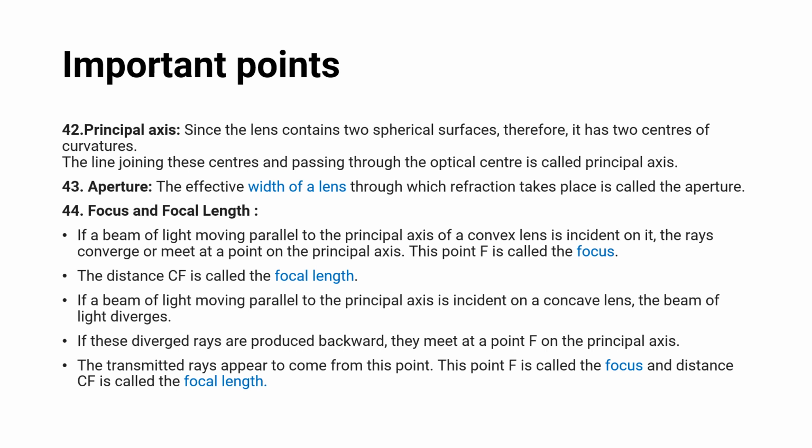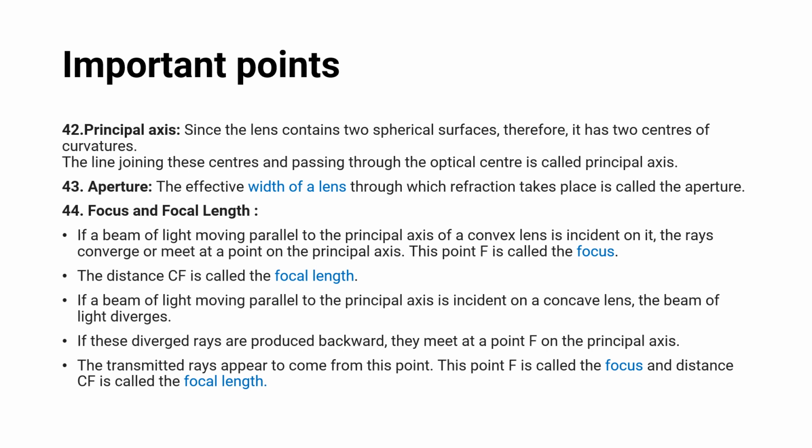Focus and focal length. If a beam of light moving parallel to the principal axis of a convex lens is incident on it, the rays converge or meet at a point on the principal axis. This point F is called the focus. The distance CF is called the focal length.